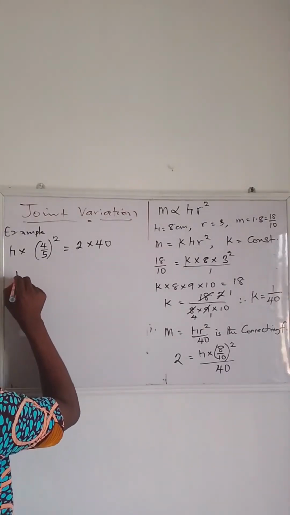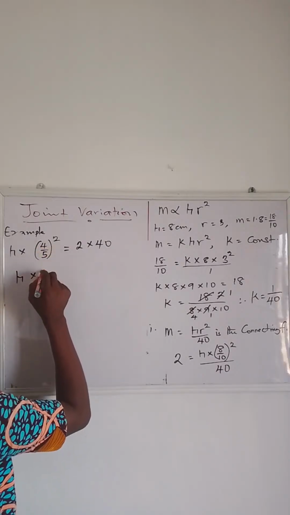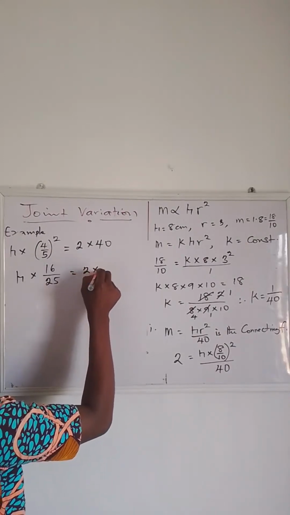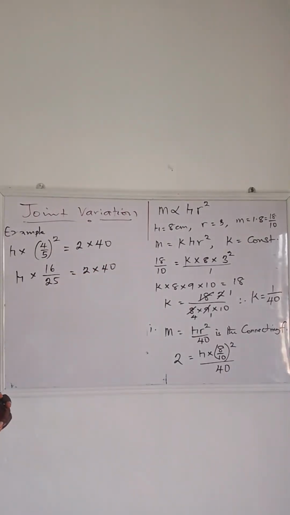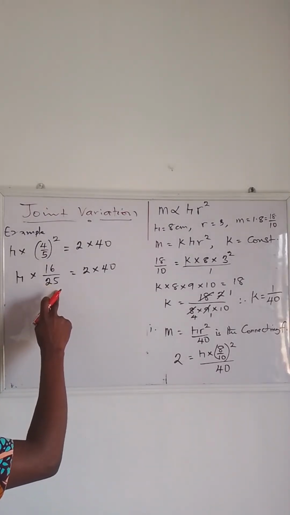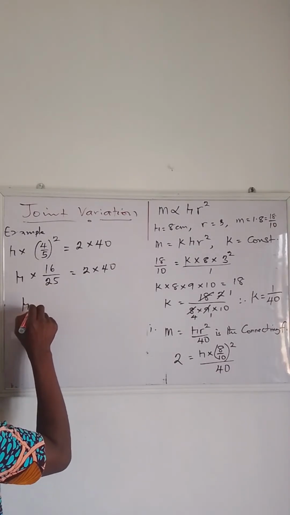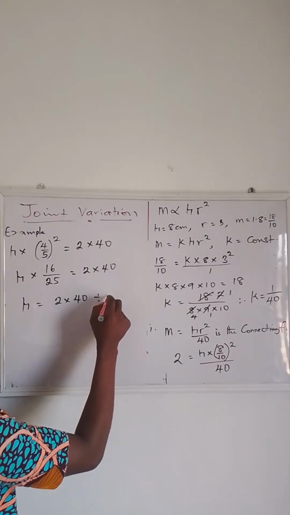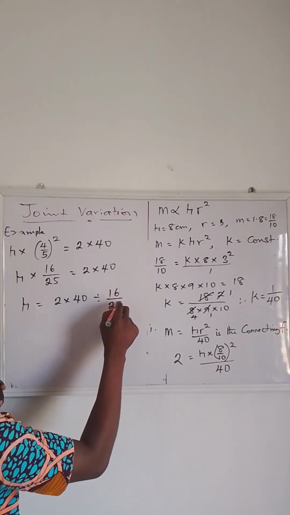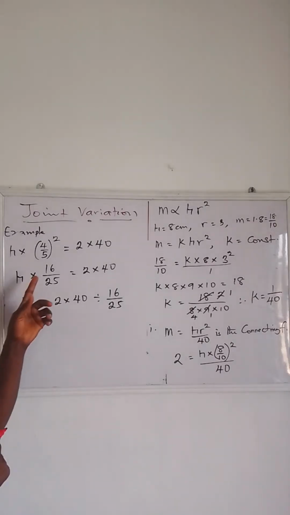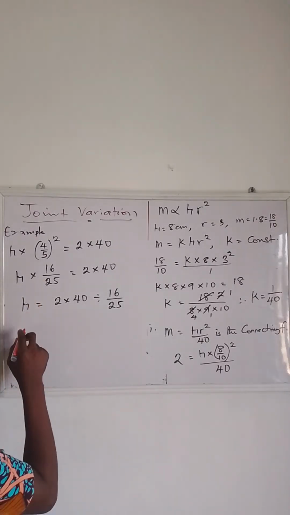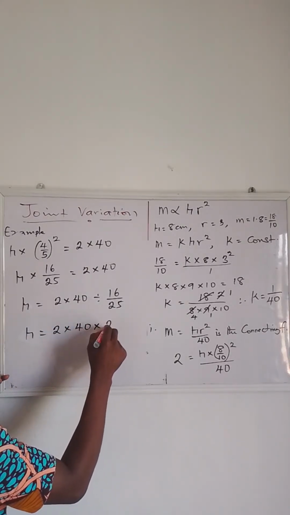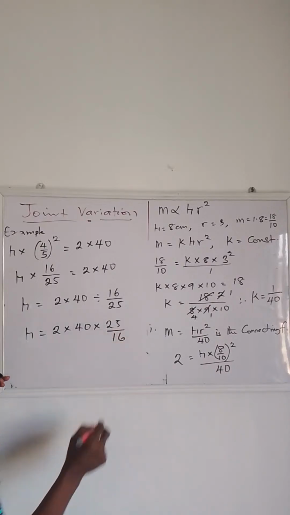Okay, so that's the same thing as h times, now 4 times 4 is 16 over 25 equals to 2 times 40. Now here you divide both sides by 16 over 25. We have h equals to 2 times 40 divided by 16 over 25. Since I'm dividing both sides by 16 over 25, we have h equals to 2 times 40 times 25 over 16.